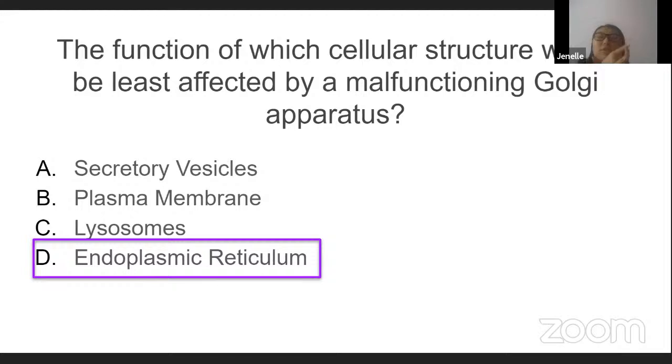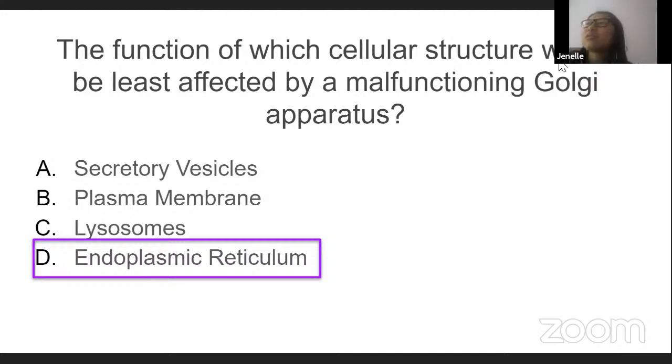Usually the secretory pathway goes from the nucleus to the endoplasmic reticulum and then to the Golgi, and everything after the Golgi would be either a secretory vesicle, the lysosomes, or the plasma membrane. Does that help? Okay, great.